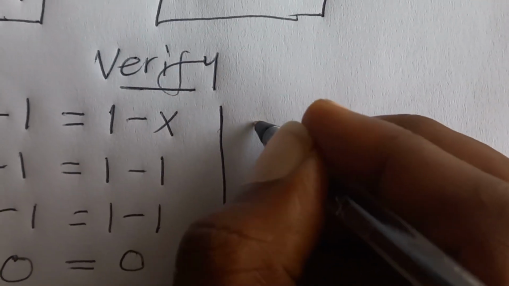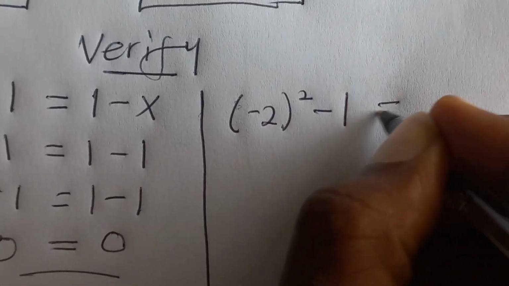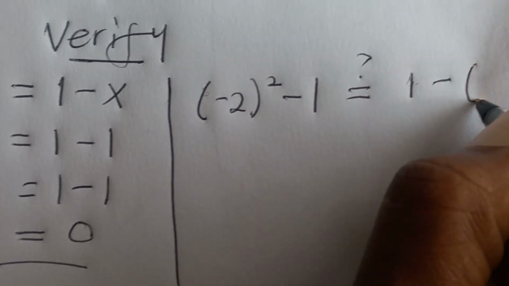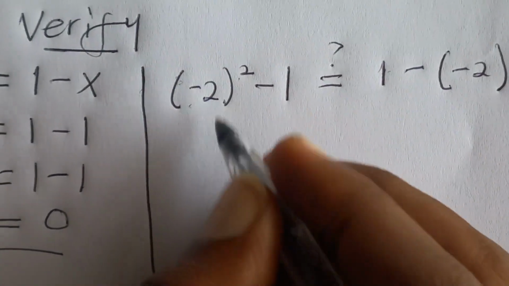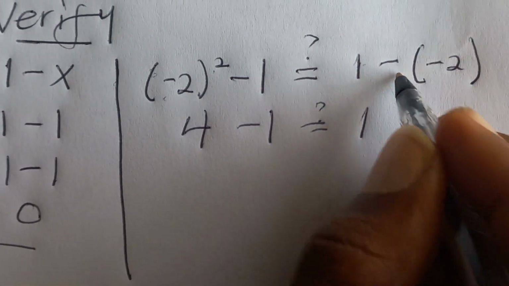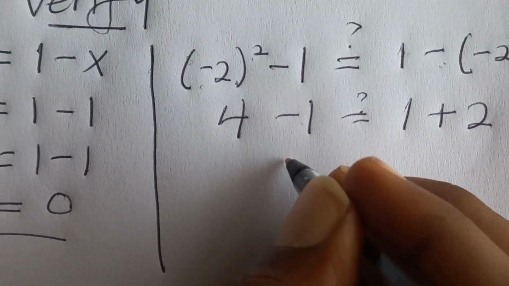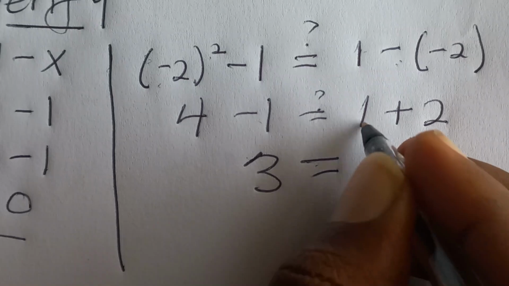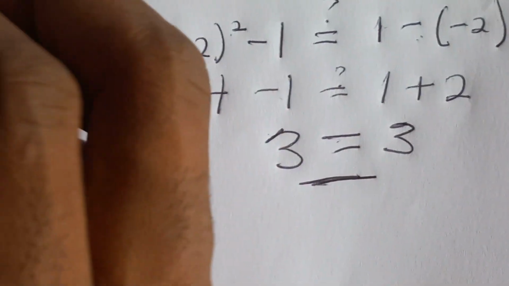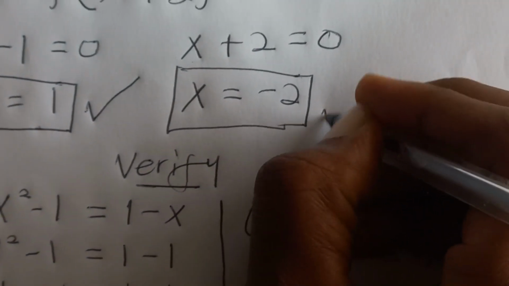when x is equal to negative 2, we are going to get negative 2 squared minus 1, which is equal to 1 minus negative 2. So this one will give us 4 minus 1 is equal to 1 minus, which is plus 2. So 4 minus 1, which is 3, is equal to 1 plus 2, is also equal to 3. So they are also the same. So it means that our x, which is equal to 1, is correct, and x, which is equal to negative 2, is also correct.